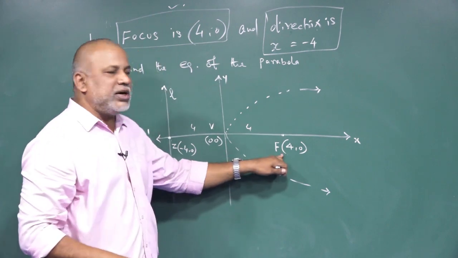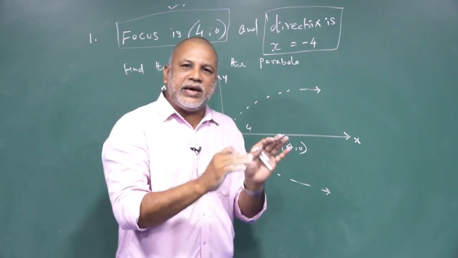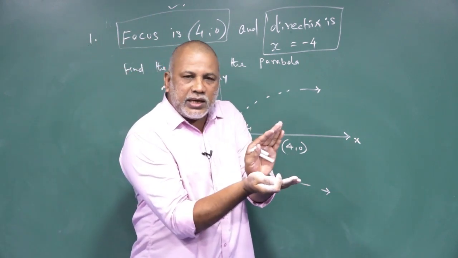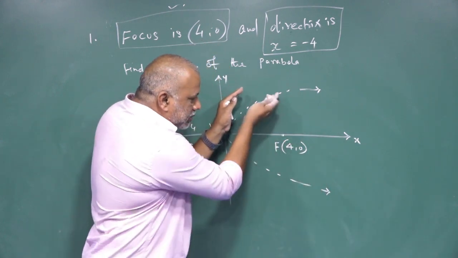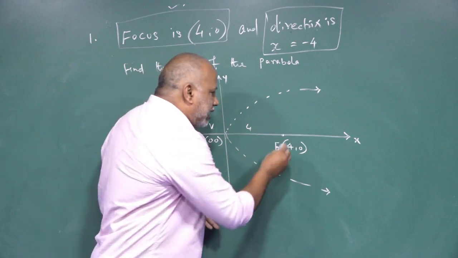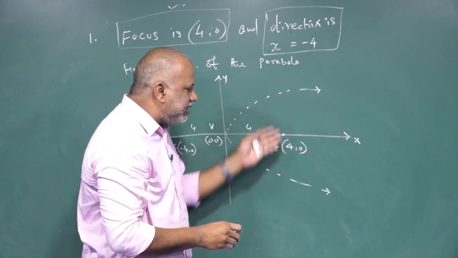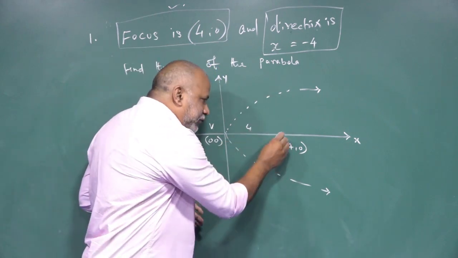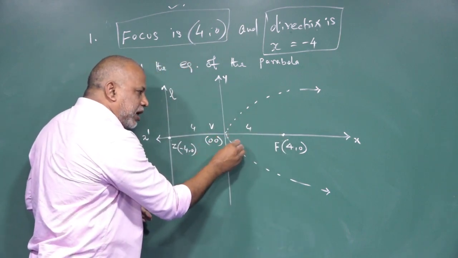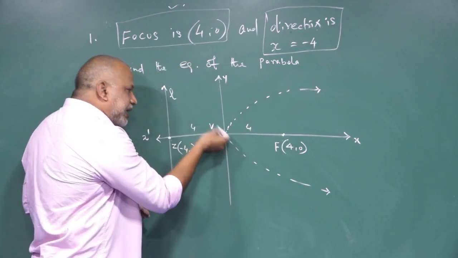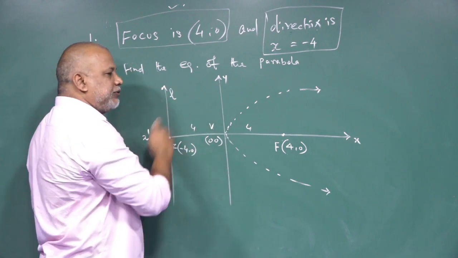See, (4, 0) is the focus. I already explained that this parabola opens to the right side. The focus must be placed inside the opening of the diagram, so always the focus lies between this opening. If the focus is here, then the vertex must be here. All parabolas pass through the vertex, and the directrix must be in the direction opposite to the focus.